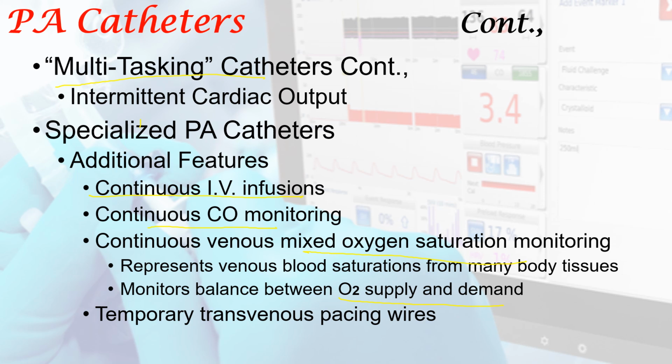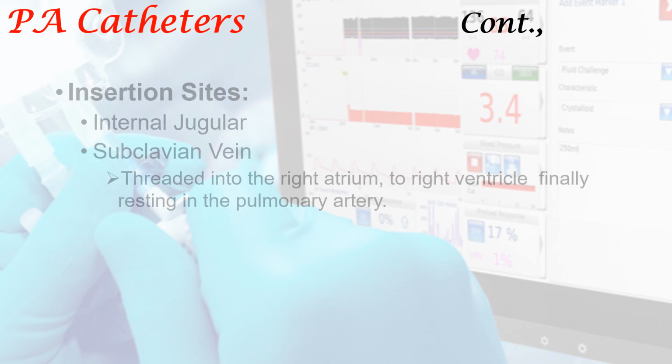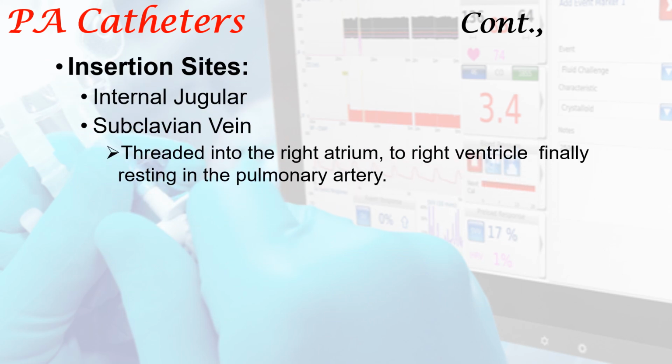Then temporary transvenous pacing wires. These are the additional things we can perform when the patient is on a pulmonary artery catheter. Then the insertion site: the internal jugular vein or subclavian vein is most preferably used. It is threaded into the right atrium, then the right ventricle, finally resting in the pulmonary artery.